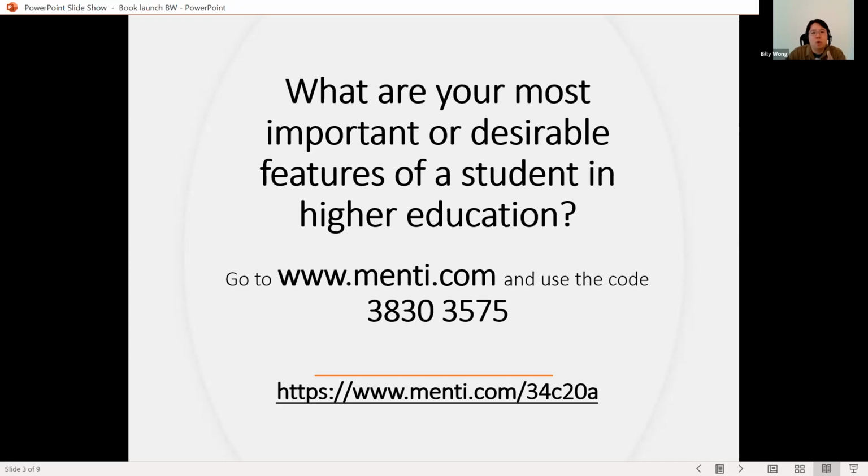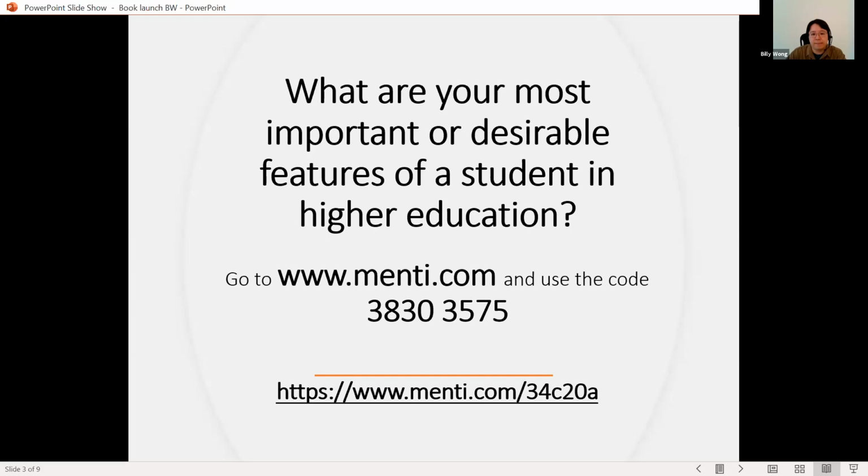We want to know, what are your most important or desirable features of a student in higher education? So the task is simple. If you go to this website, menti.com, and enter those 8-digit numbers, or click on the link in the chat, which I believe Tiffany has entered, you should be taken to a website that asks you to enter up to 3 keywords of your own ideal students.